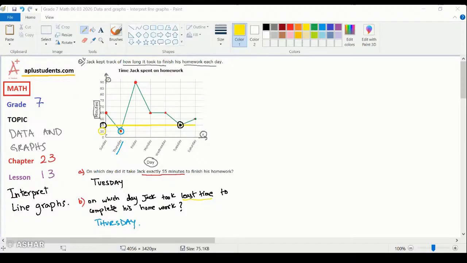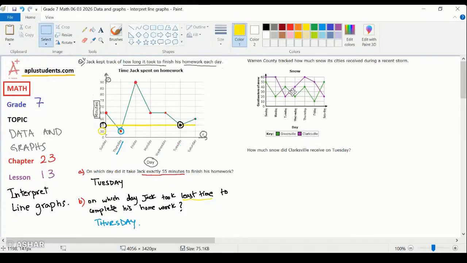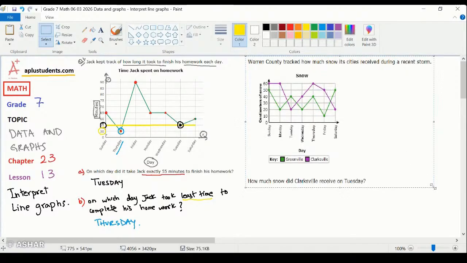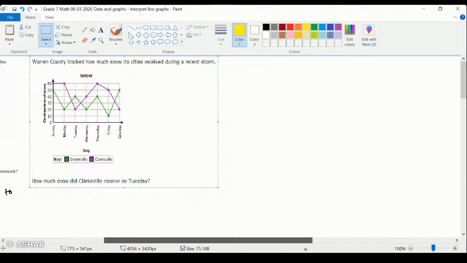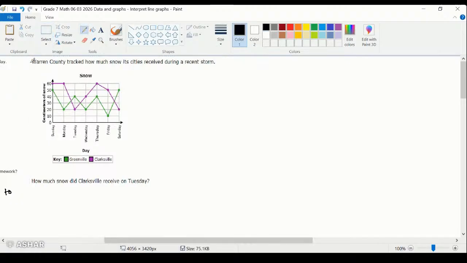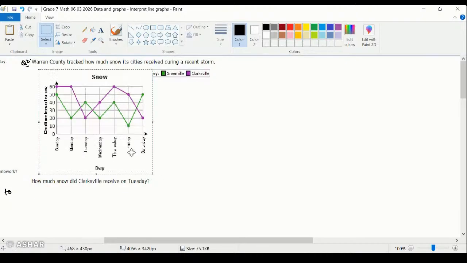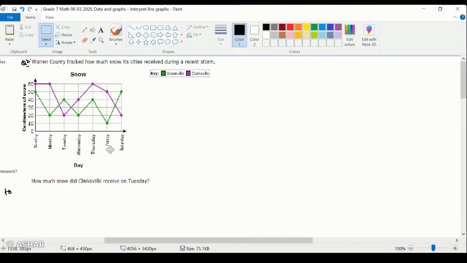Question number 2. This is our question number 2. What is happening over here is that a key would be given. A key would be given when multiple values are shown on a single graph. Okay, this key was given to us.